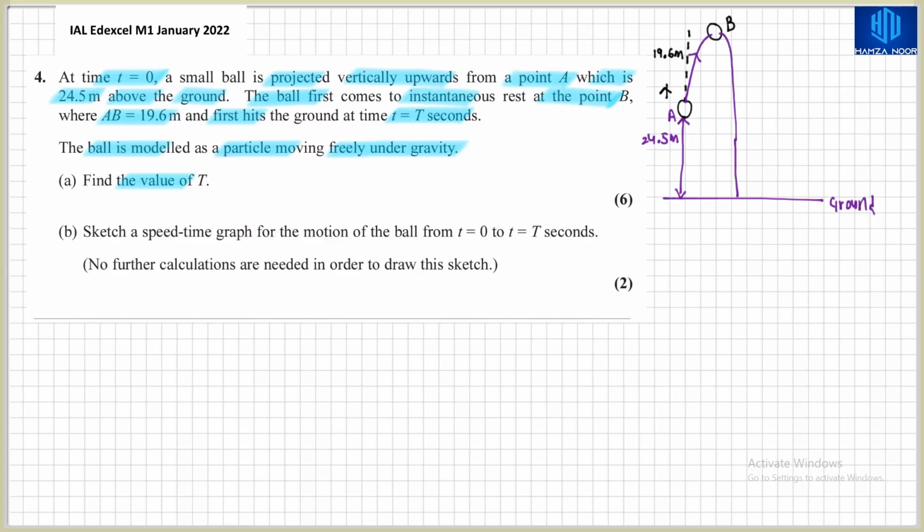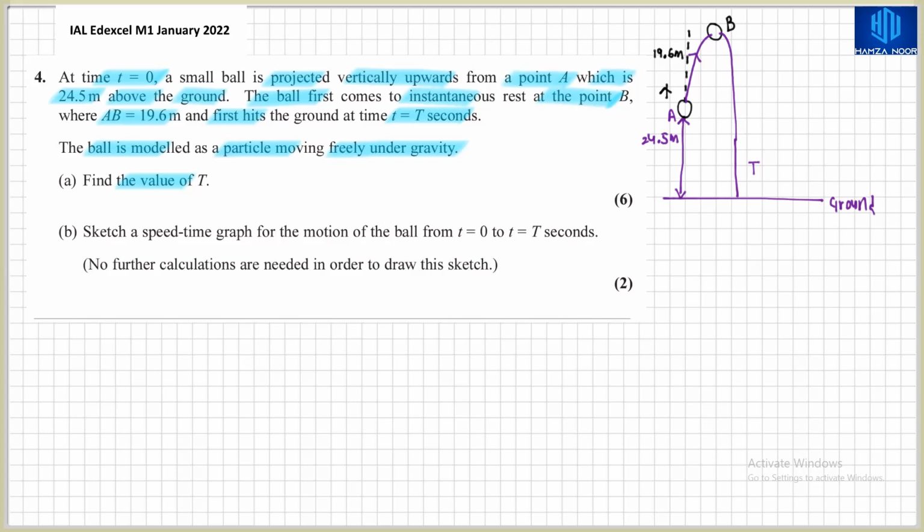The information we have been given is that the ball first hits the ground at time t equals capital T seconds. So this whole journey has a time duration of capital T seconds. All right, so the first and foremost thing is that we don't know the speed of the projection. We don't know the speed of the ball at point A.